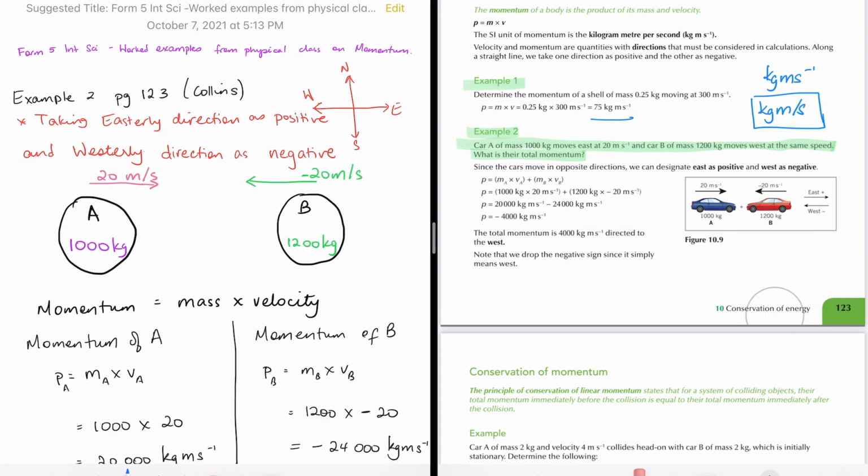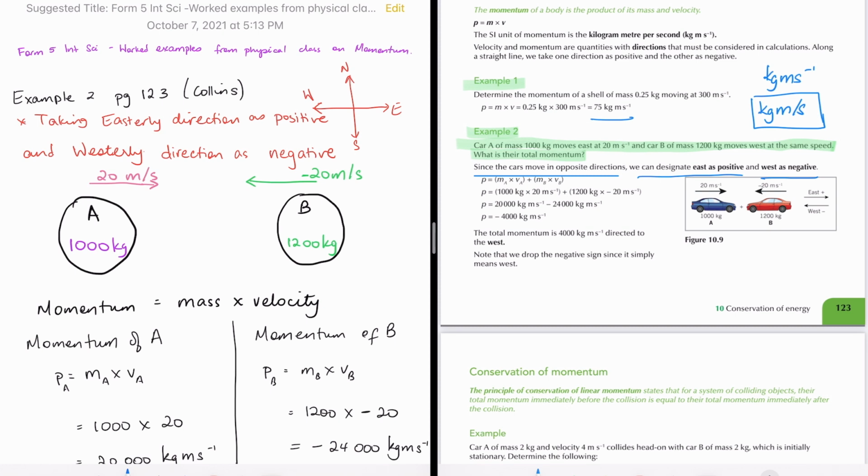The car moving to the east, we are going to assign it the positive values, and the vehicle that is moving to the west or to the left is going to be associated with a negative value, right? And all the negative sign indicates is the direction. Since the cars move in opposite directions, we can designate east as positive and west as negative. There is nothing wrong if you flip it around and designate east as negative and west as positive. Overall, you will end up with the same value at the end.